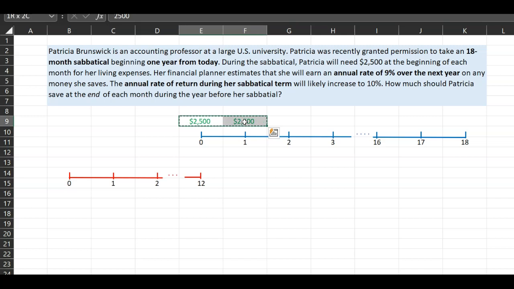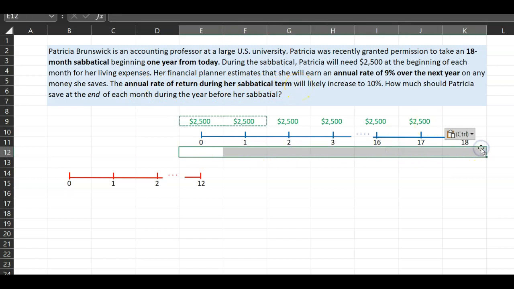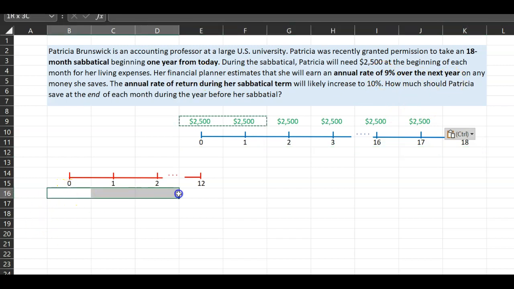So I'm going to copy these and paste them through and through. Notice that the last withdrawal that she's doing on this timeline is at the end of month 17, which is the beginning of month 18. So in total, these are 18 $2,500 withdrawals. Towards the end of the question, it tells you that the annual rate of return during her sabbatical term, during this time, is going to be 10%, whereas the annual rate of return over the next year is going to be 9%, which is these 12 months.